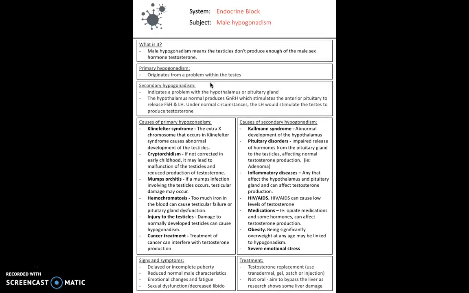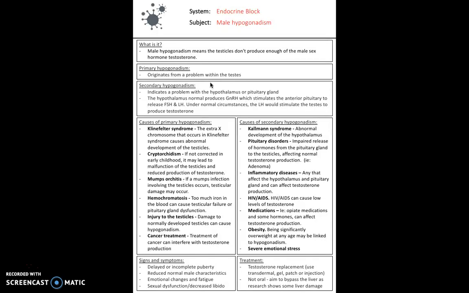So now to talk a little bit about male and female hypogonadism. Male hypogonadism essentially means that the testes aren't producing enough of the testosterone that they should be producing. Now it can be primary or secondary, so a primary problem originates from a problem within the testes themselves, and a secondary problem comes from higher up, like the hypothalamus or the pituitary gland. In which case it would be a problem where we're not producing enough gonadotropin releasing hormone, or not enough FSH and LH being produced. So normally your LH stimulates the testes to produce the testosterone. So this problem can either originate from the testes themselves, which is a primary problem, or from higher up like the pituitary or the hypothalamus, which is a secondary problem.